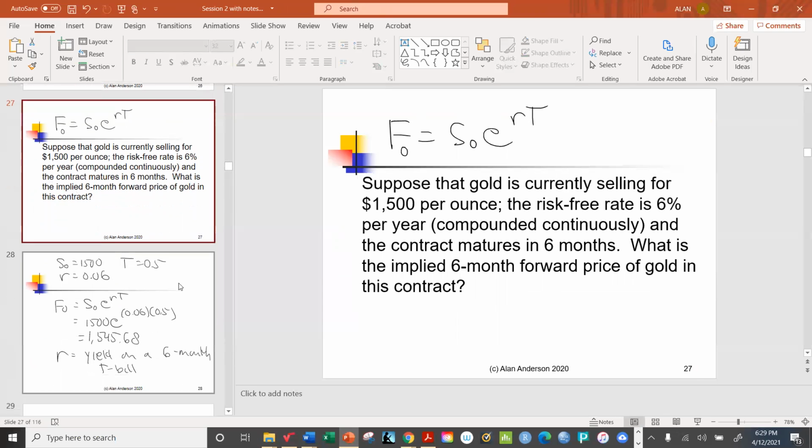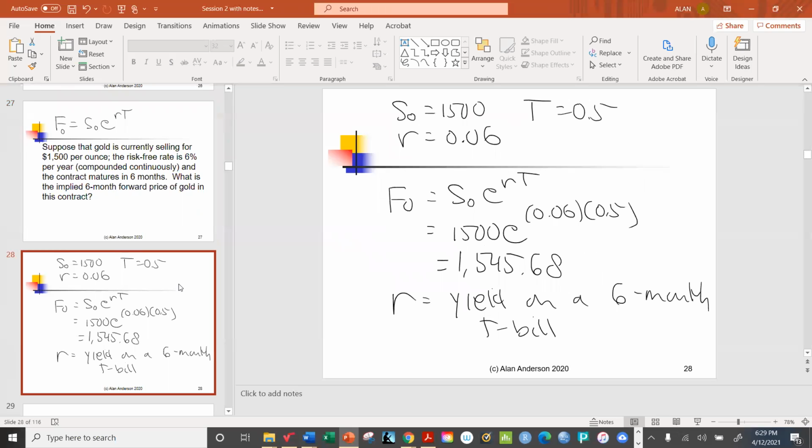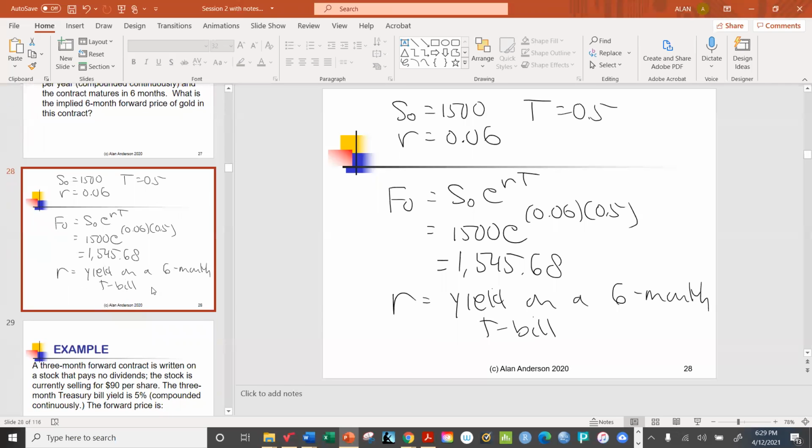So we come down here and we can see that the spot price of the gold is $1,500 per ounce, R is 6%, and T, the time, is 6 months or half a year. So I plugged in those numbers, and you can confirm that with your calculator if you want to. And that means that the forward price of the gold for delivery in 6 months is 1545.68. And as another reminder, R is actually just the yield on a 6-month treasury bill. So this would be a simple example of how to calculate a forward price for an asset that provides no income to the owner.